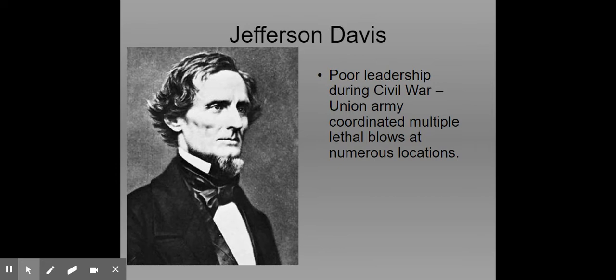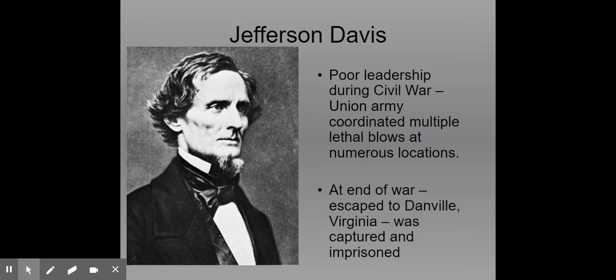Richmond will be burned. Grant is going to lay siege to Richmond. The Confederates evacuate, burning the city behind them. Davis and his cabinet are going to escape to Danville, where they will be captured eventually. Davis is sent to prison in Virginia at a place called Fort Monroe. It's a great historic site. If you get a chance to go to Fort Monroe, you can see the cell that Davis was imprisoned in. They thought he might have had a role in the assassination of Lincoln. Of course, he's the president of this country that has rebelled against the United States.